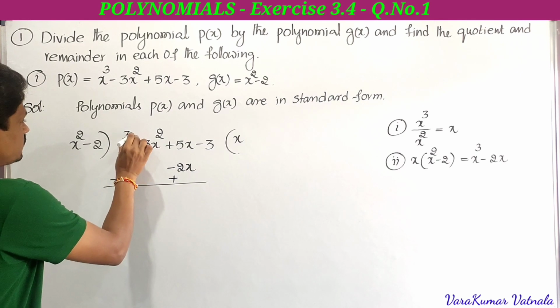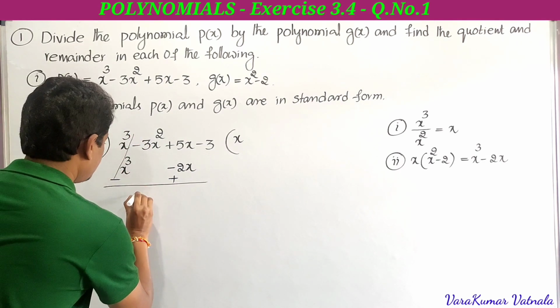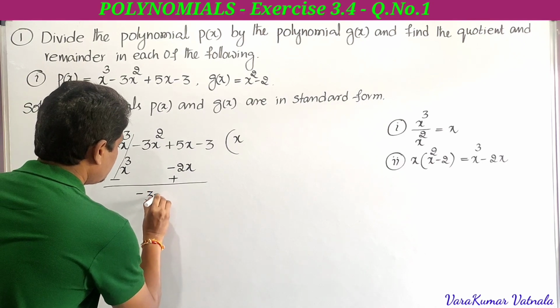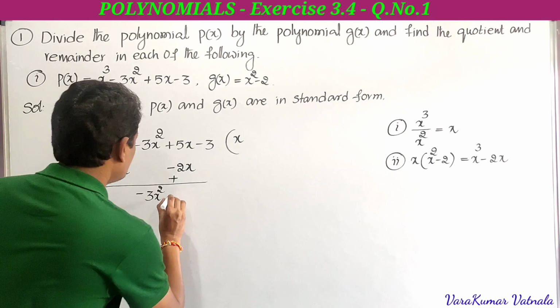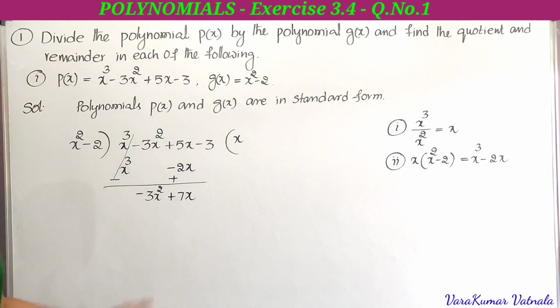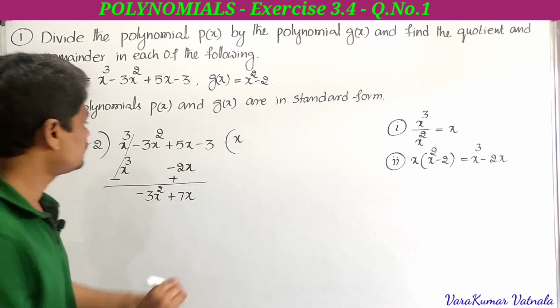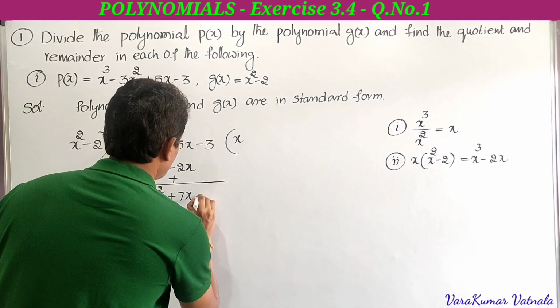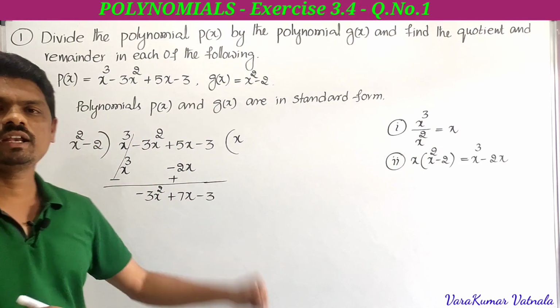So x cube minus x cube gets cancelled. So here minus 3x square, as usual, minus 3x square. So plus 5x plus 2x, we get 7x. So minus 3x square, 5x plus 2x is 7x. Take this minus 3 here. We get minus 3x square plus 7x minus 3.